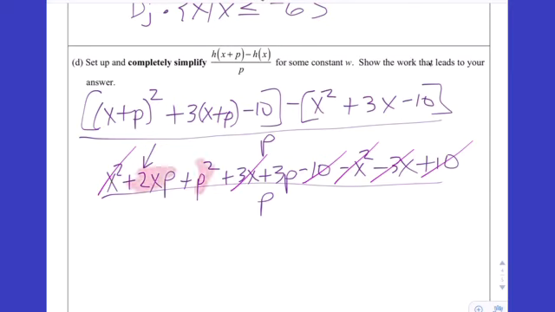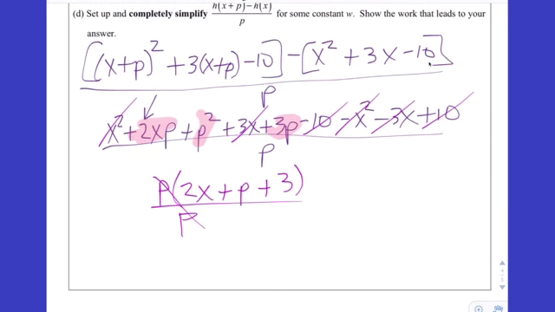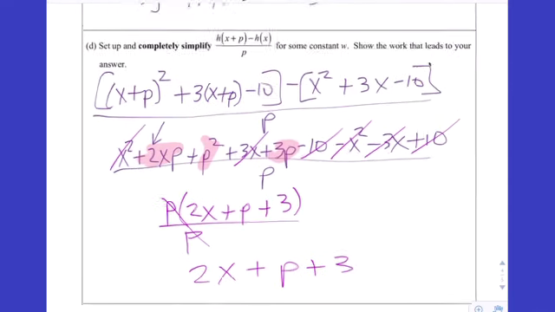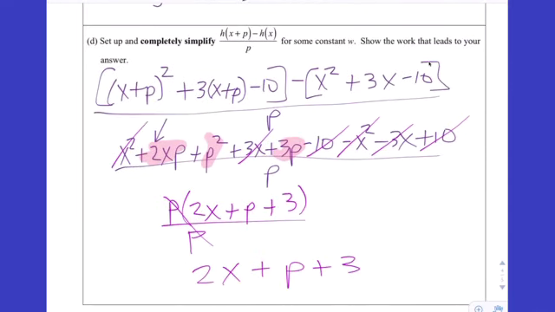Everything that's left, this, and this, have a p. I do want you to factor out the p. Some people on the last test did not show the factoring out of the p. If you don't show this step right here, you're going to lose points this time. And then we end up with 2x plus p plus 3. And there it is. We went through the entire free response, and we have like 1 minute to spare.